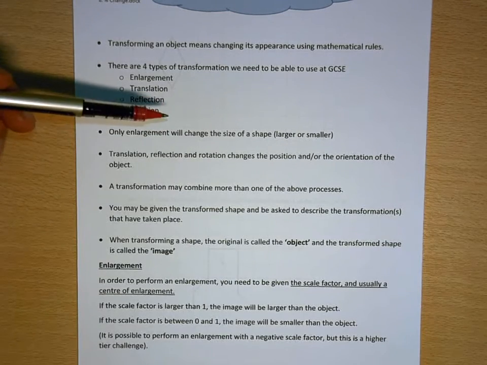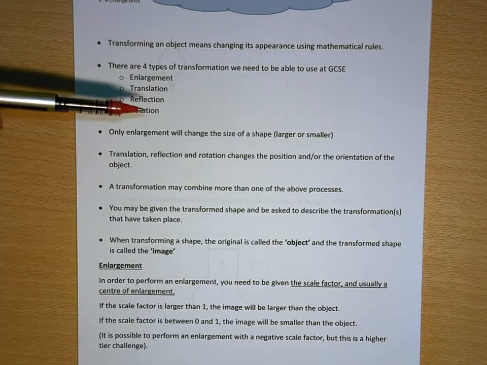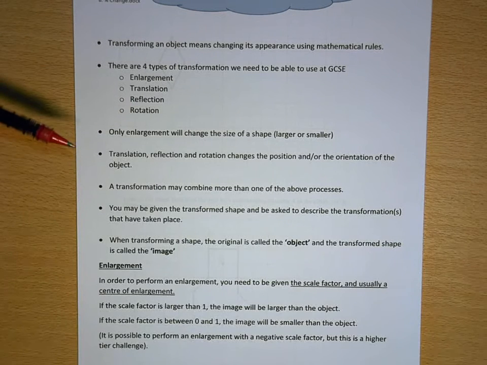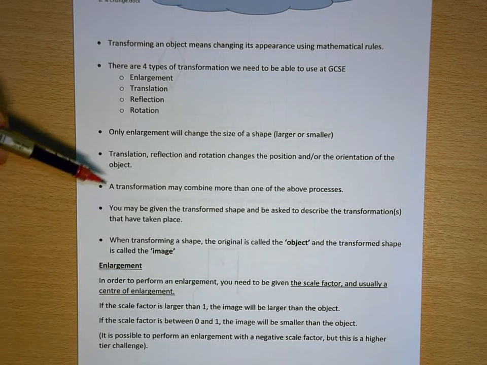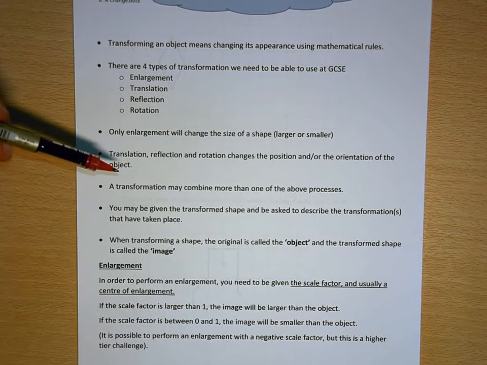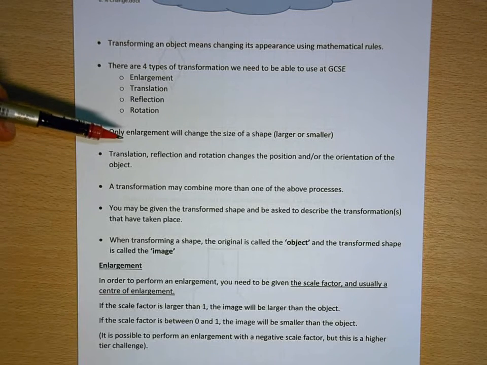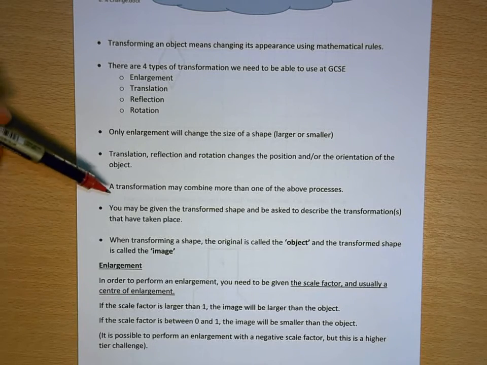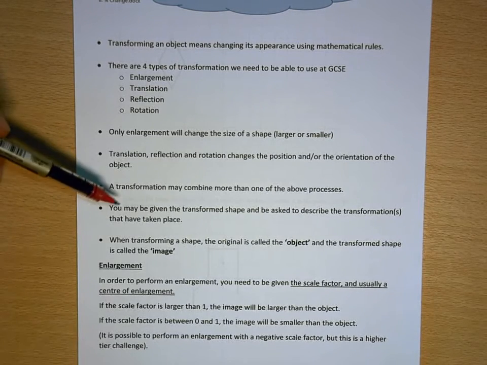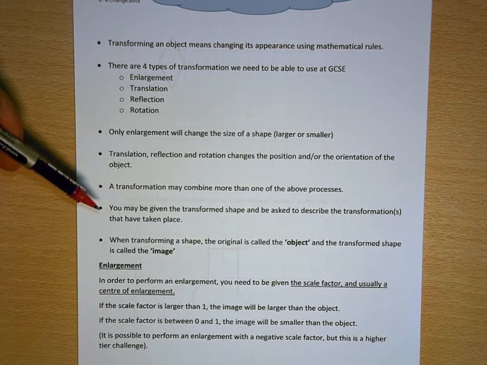When something is translated, reflected or rotated, then how it looks on the page will change. So it could be in a different position, it could be turned so it's upside down or at 90 degrees, or it could have flipped if it's been reflected. And the transformation may contain more than one of those processes, so a shape could have had multiple transformations acted on it. As far as GCSE questions are concerned, you may find yourself given the original and the transformed shape, and you have to write what has happened to it.